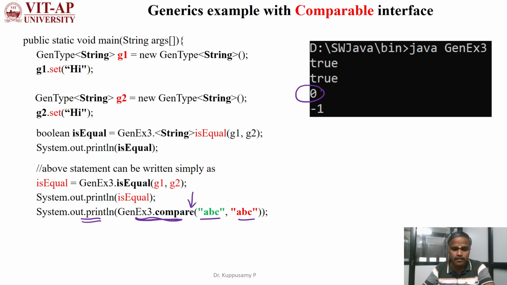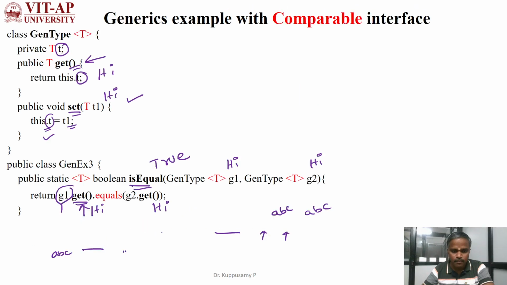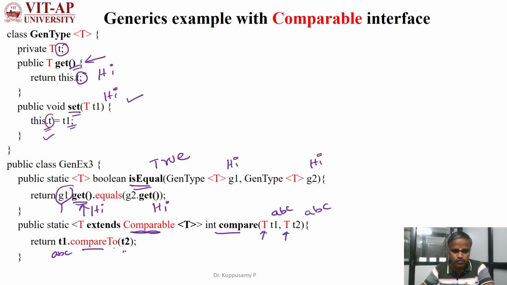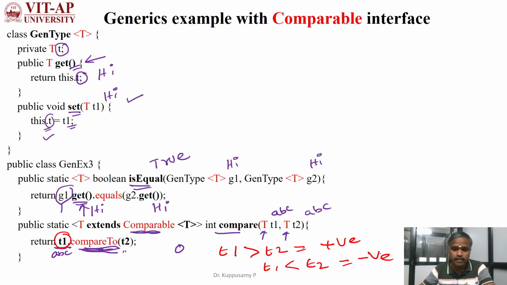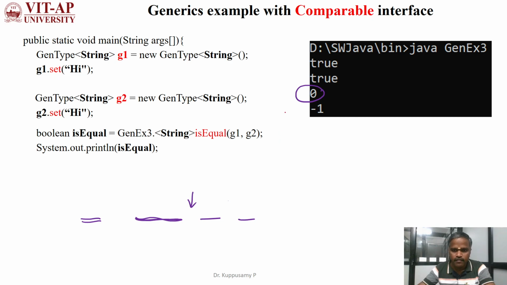When you are using the compare method, in the compare method we are using the Comparable interface. In the Comparable interface we are using compareTo. This compareTo will give a numerical number as a result. If objects t1 and t2 are both equal, it will return 0. If t1 is greater than t2, it will return a positive value. If t1 is less than object t2, then it will return a negative value. Here both are ABC, so it returns 0 as the output. That's what we received here.